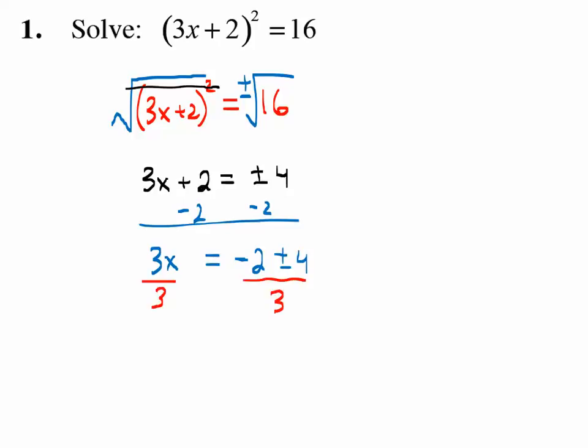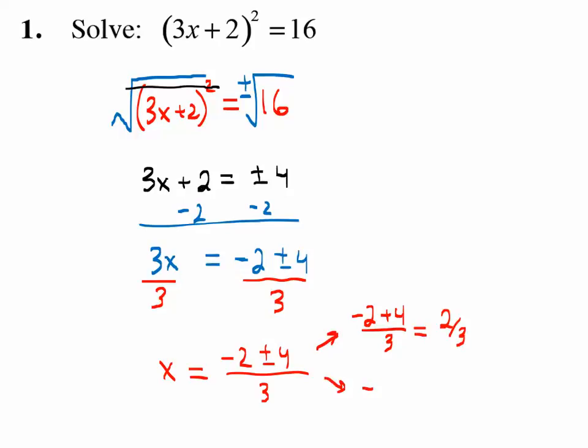Divide by 3. And at that point, now we have to do some stuff in our heads. Or let me just rewrite it here. Negative 2 plus or minus 4 divided by 3. Let me show it to you. So we've got negative 2 plus 4 divided by 3, which eventually becomes 2/3. On the other side, we've got negative 2 minus 4 divided by 3, which eventually becomes negative 6 over 3 or negative 2. Are we good there?